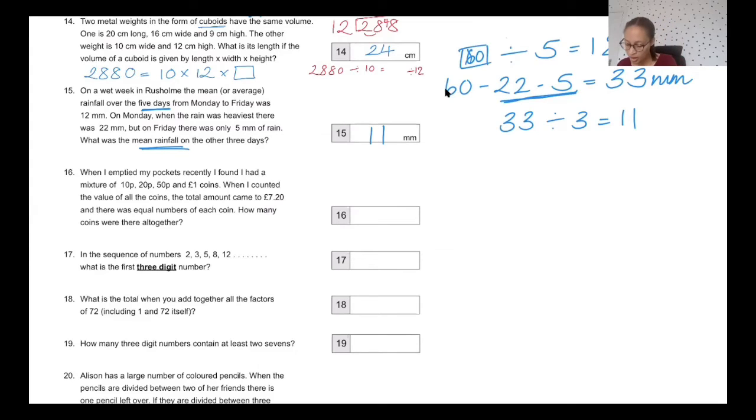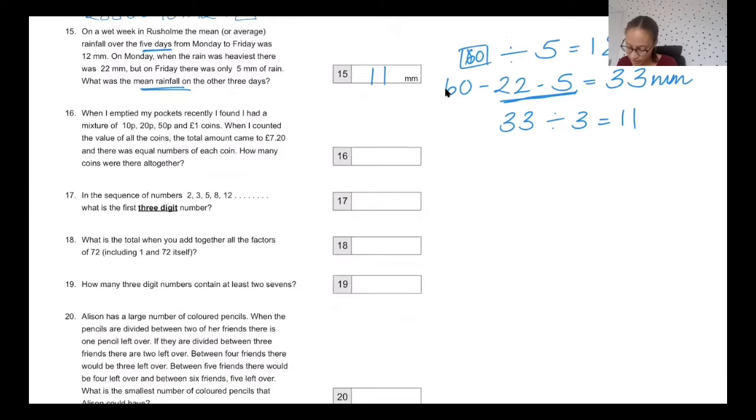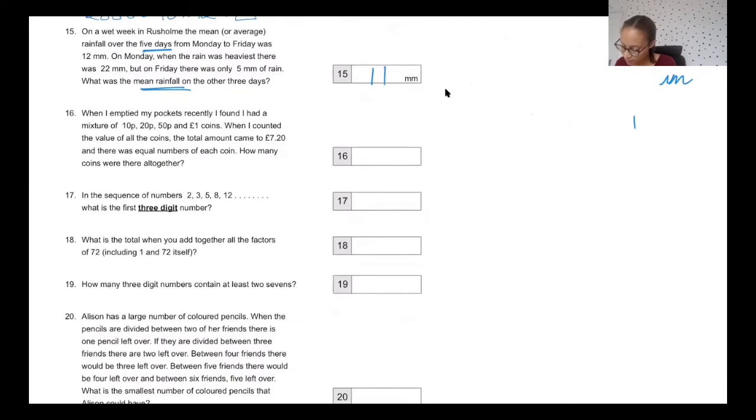Okay, this next one. When I emptied my pockets recently, I found I had a mixture of 10p, 20p, 50p, and £1 coins. When I counted the value of all the coins, the total amount came to £7.20, and there was equal numbers of each coin. How many coins were there altogether?